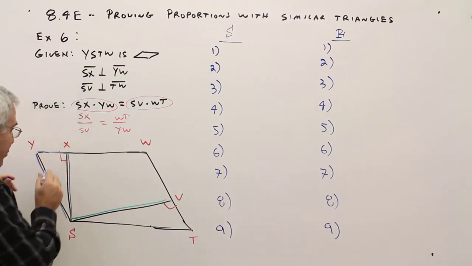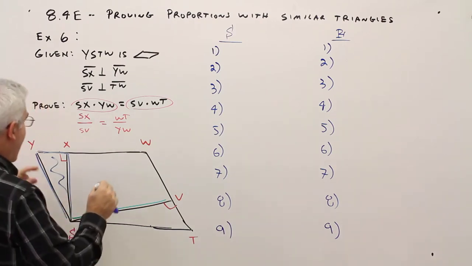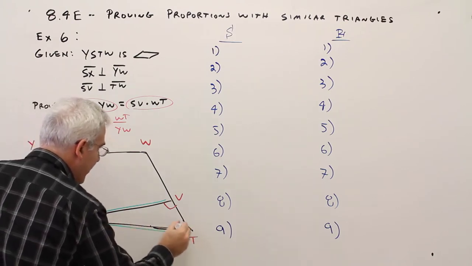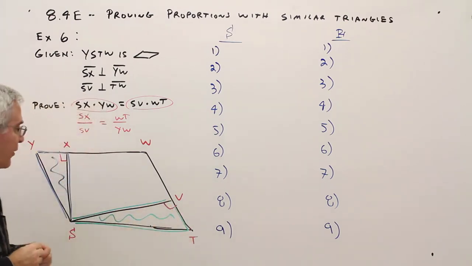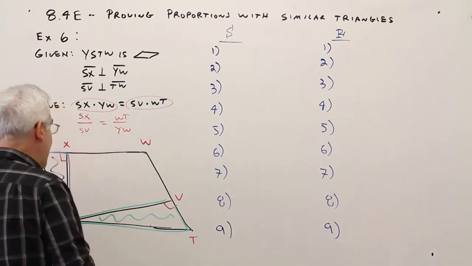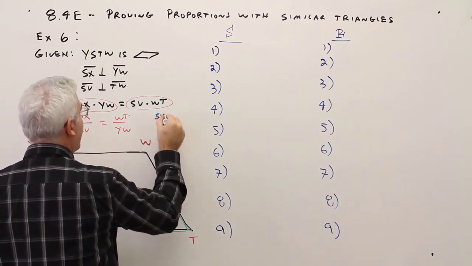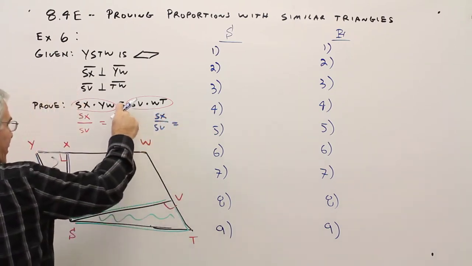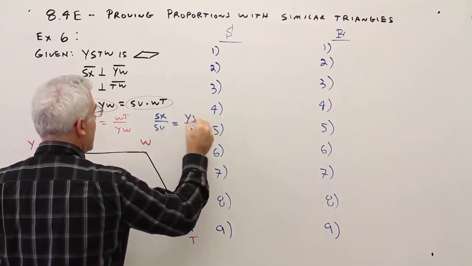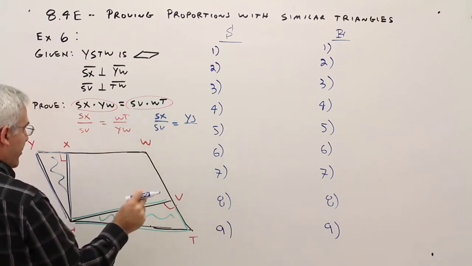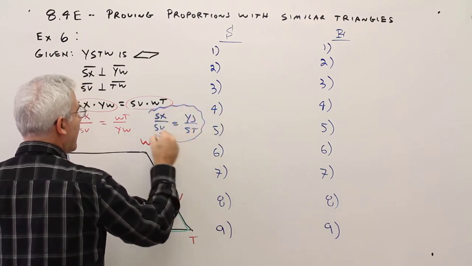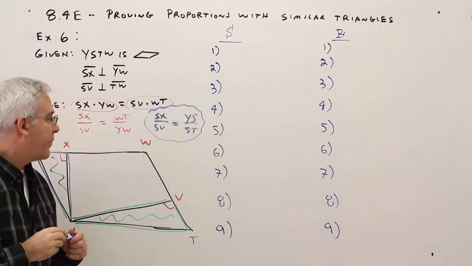So I will be looking for this blue triangle here. And when they said YW here, that's the exact same as ST down here. So I'll be looking for those triangles, and I'll be doing some substitution. So just to let you know, this is going to actually turn into the following. SX over SV, instead of WT, that's going to be YS. And instead of YW, that's going to be ST. So this is really what I'm going to be looking for.